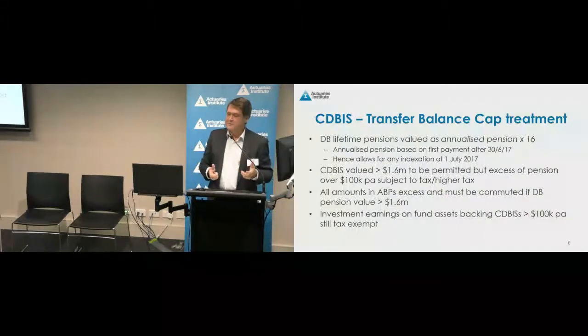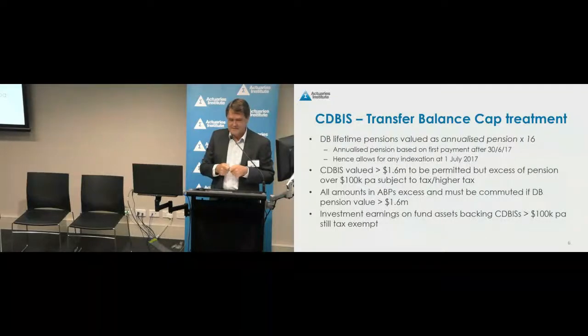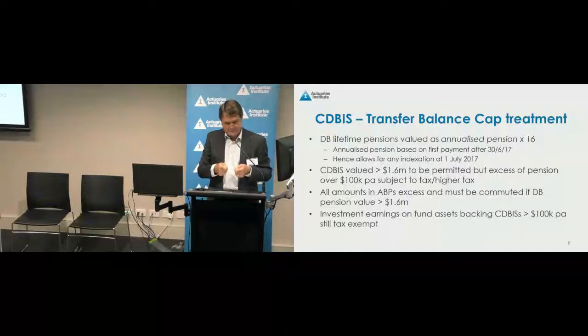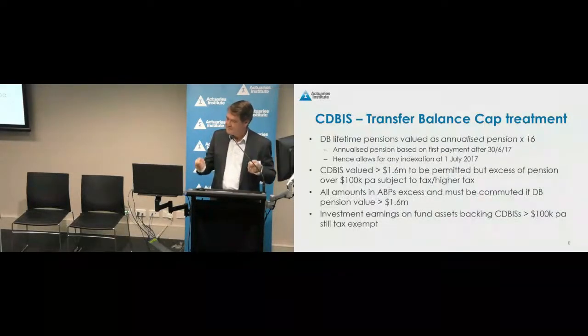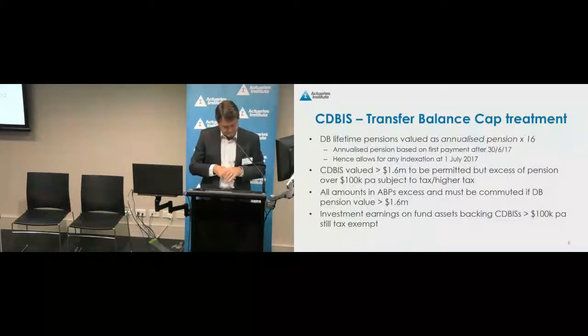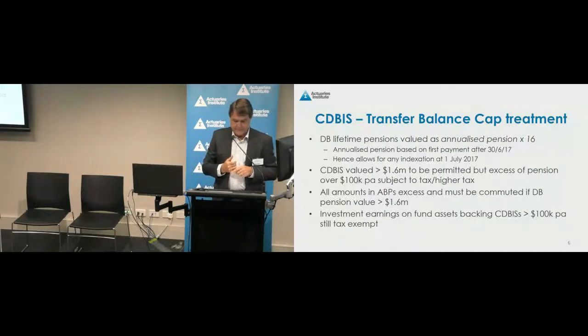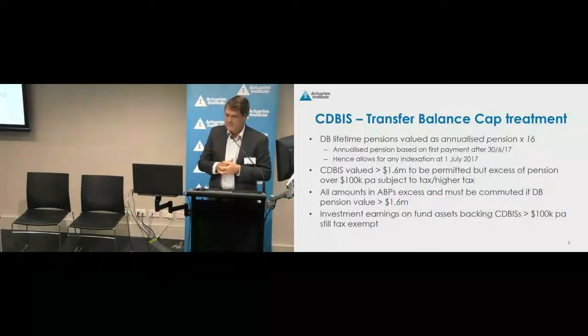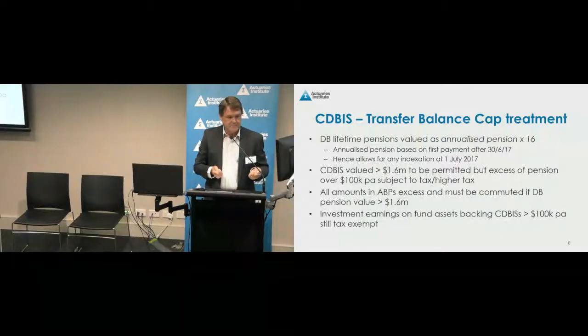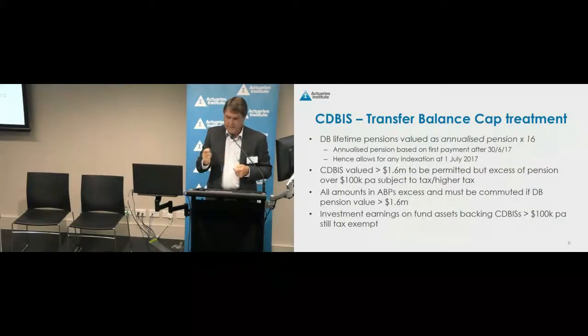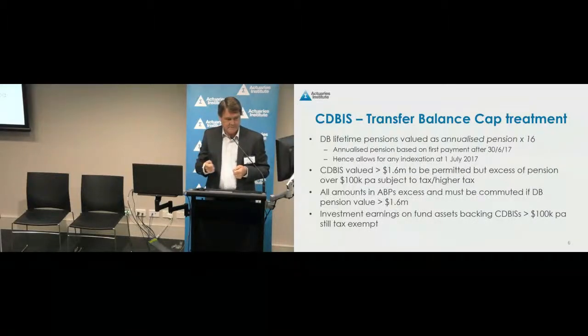What I'm trying to say, a little clumsily, is that it's not exactly just, if you're on 100 grand a year, it's 100 grand. If you're paid fortnightly, you work out what it is for that fortnight, divide it by 14 and multiply it by 365. You might get a slightly different number. The issue with capped DB income streams is that regardless of the value you get when you multiply your annual pension by 16, even if it's over 1.6 million, you don't have to commute that excess.